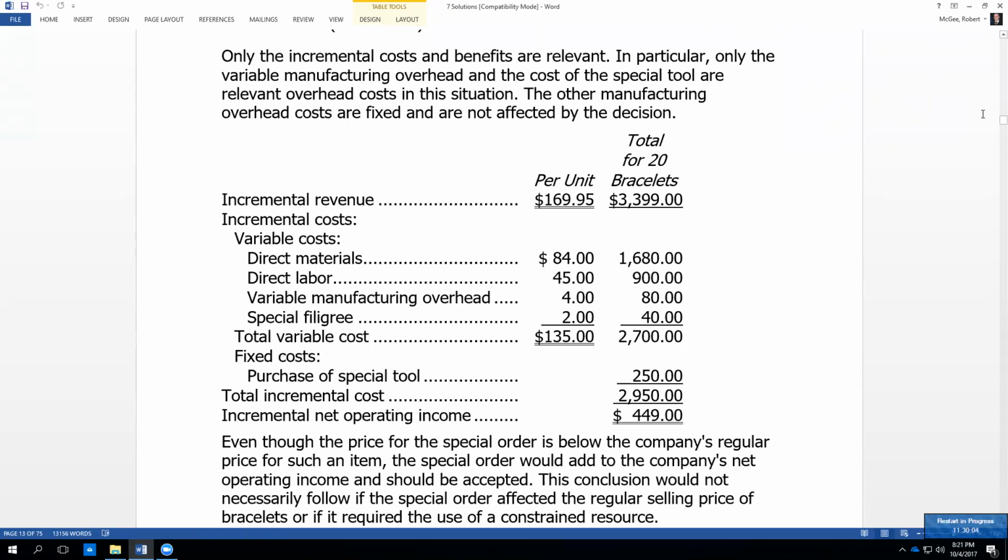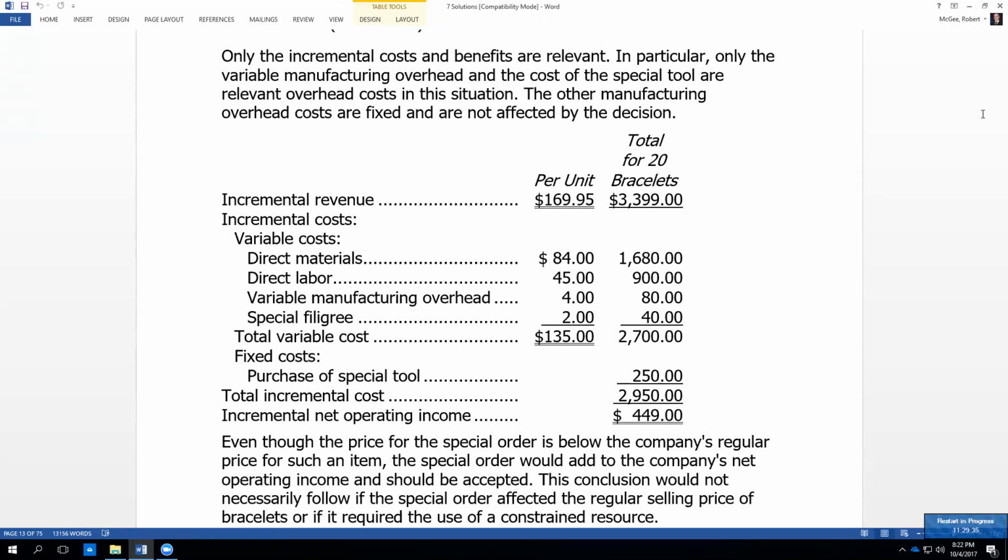So if they sold them for $169.95 times 20, that'd be $3,399. And the variable cost per unit, 20 times 84, 20 times 45, and so forth. And then the $4 and the $2 is special costs that are relevant in this case. And then they also have the purchase of that fixed tool. We don't have to take that on a unit basis unless we're looking at the unit cost. But that would only be good for this one order.